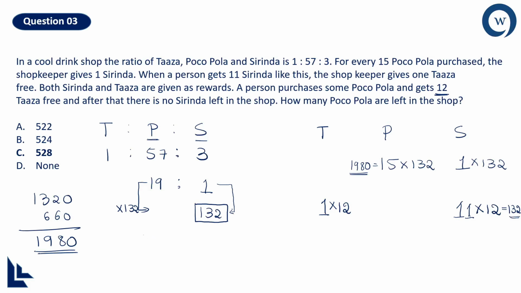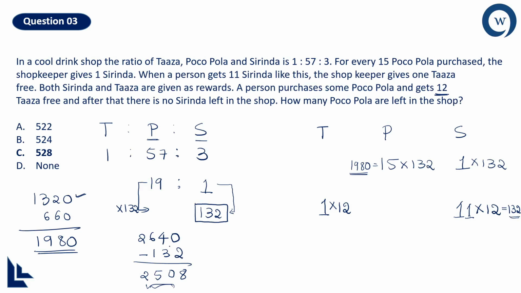What is 132 into 19? I'll do 132 into 20 first. 132 into 10, you already know it is 1320. Then 132 into 20 is double of this, which is 2640. And now I'll subtract 132 from this. That will give me 132 into 19. I'll get the answer as 2508.